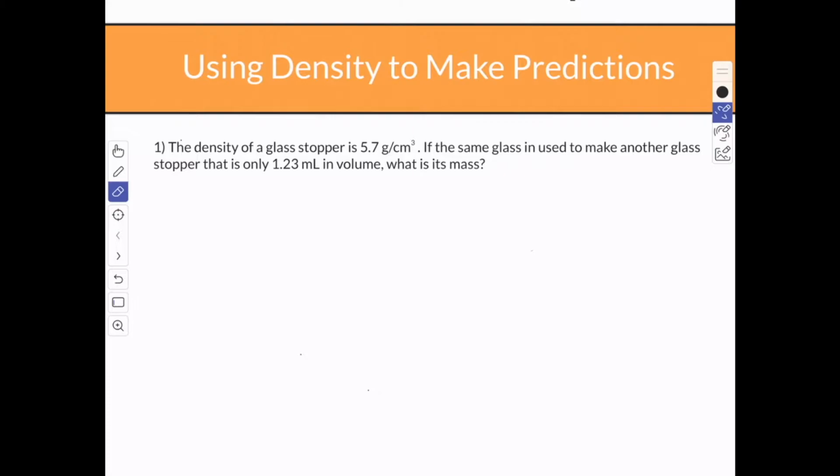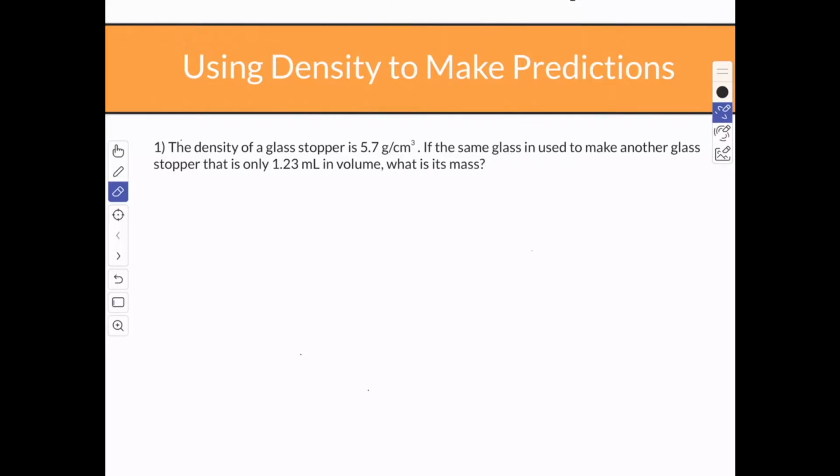In our last video on finding density by displacement, we demonstrated the density of a glass stopper as 5.7 grams per centimeter cubed. So what we want to do in this video is demonstrate how the density of an object can be utilized to make predictions, which is, of course, what science is all about.